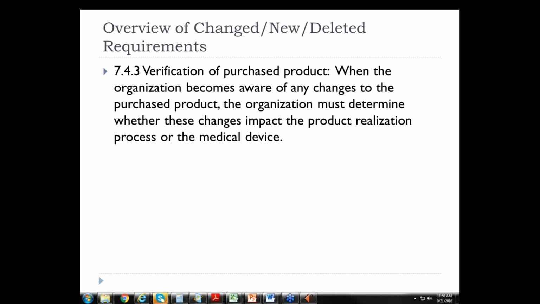Someone's asking, is it possible to have one set of procedures that combine ISO 9001:2015 and 13485:2016? Sure, that's always possible. You determine procedures that work for you as long as you have documented procedures or documented information to address all requirements. One set may be fine.